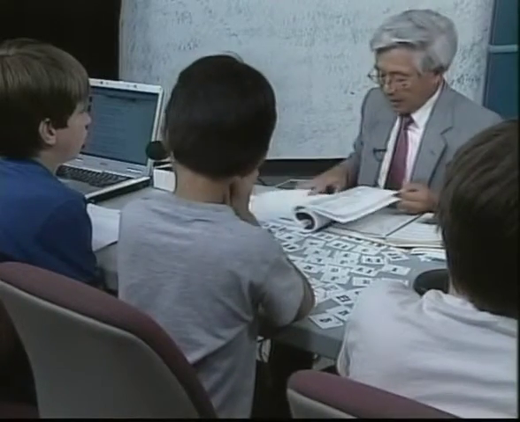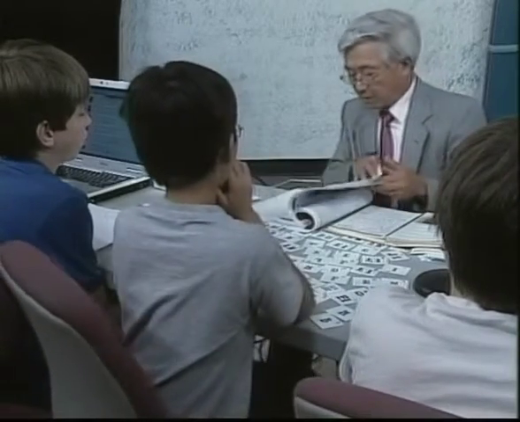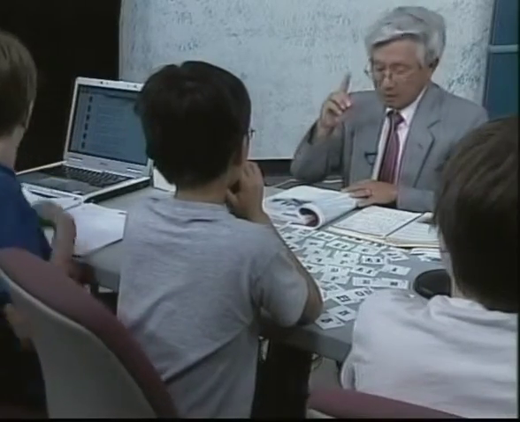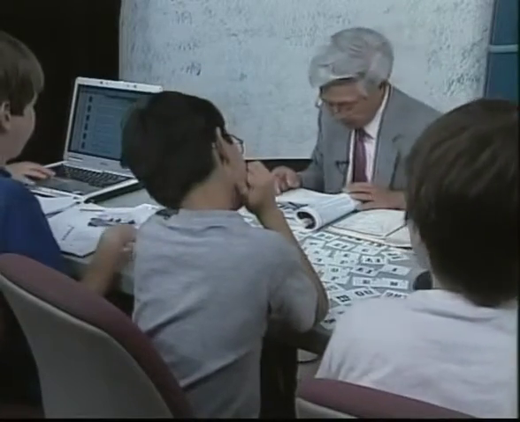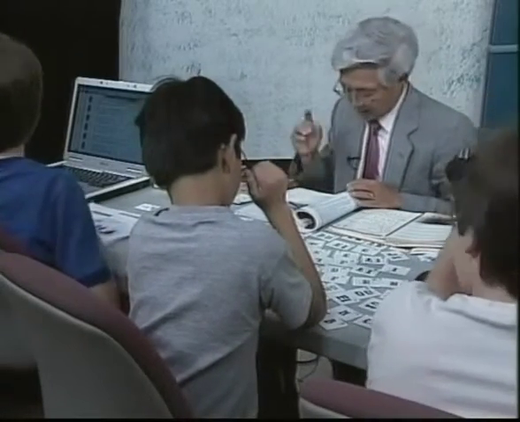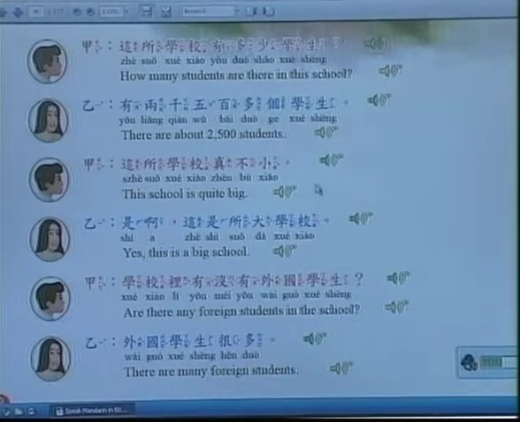So, next, we will do a quick review. I'm going to test you quickly by asking you to speak each sentence, okay? Let's do the computer quickly. First sentence. 这所学校有多少学生? You can make it louder, perhaps, okay? 这所学校有多少学生? Follow me. 这所学校有多少学生? 有多少学生? Excellent. Next sentence.